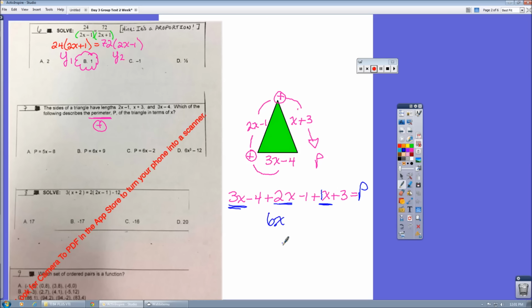Now combine your numbers. Negative 4 minus 1 is negative 5. But you're not done. You have to take negative 5 and add 3 to it. Negative 5 plus 3 is negative 2, or in this case, minus 2. So our perimeter is 6x minus 2.